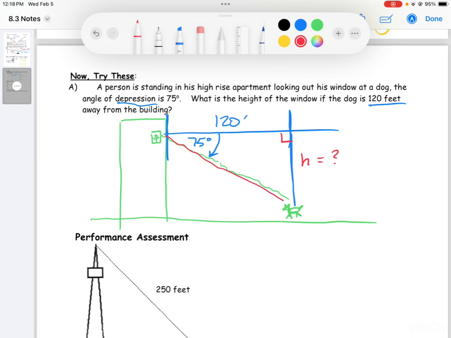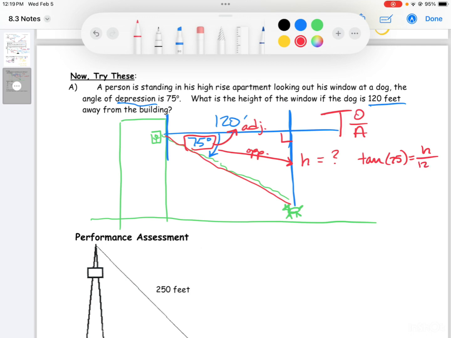And as you can see here, we've created a right triangle. And in this right triangle, we have our angle. We are looking for the opposite side. And we have the adjacent side, the side next to the angle. And so which one uses opposite and adjacent? Which trig function? OA. That would be tangent. SOHCAHTOA, TOA, tangent.